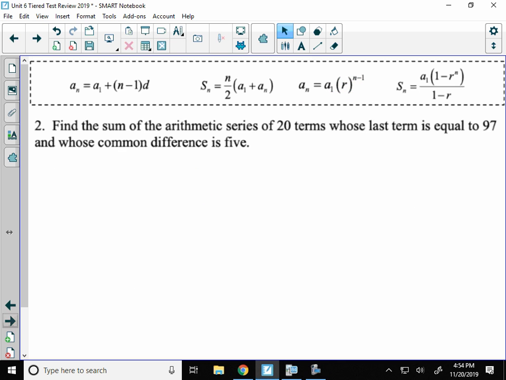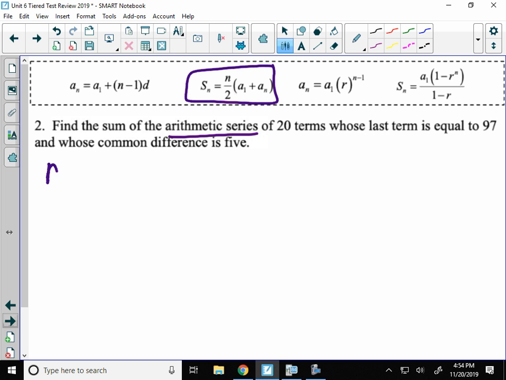All right, second problem. Find the sum of the arithmetic series of 20 terms whose last term is equal to 97 and the common difference is 5. So we're using this S sub n formula for arithmetic series, this one right here. Now, let's fill out what we know. We know n. It's the sum of 20 terms whose last term, a sub 20, is 97, and the common difference is 5.